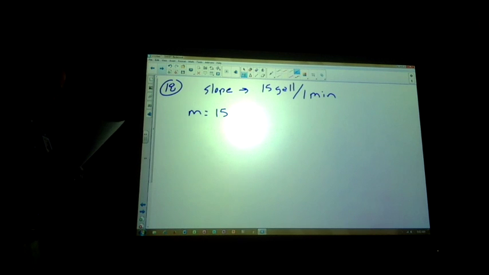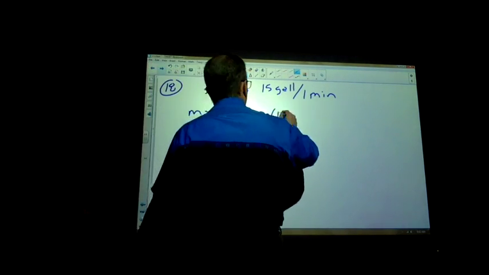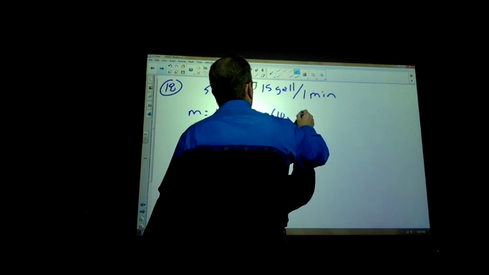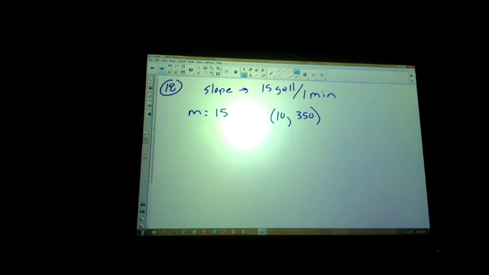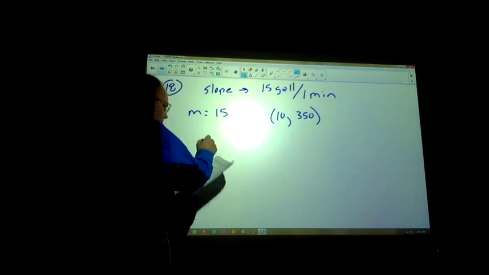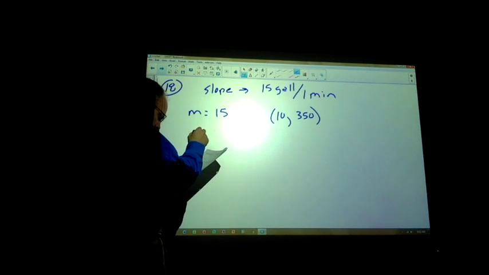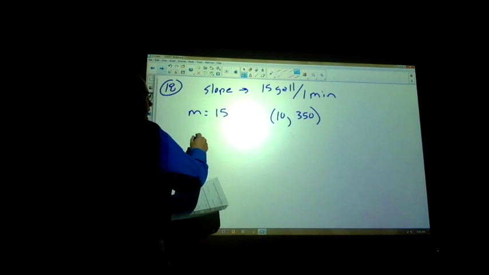Sound okay? And then it says 10 minutes after you started, you have 350 gallons in the pool. Now, could there have been water already in the pool? Yes, it rained last night, but now I turned my hose on to fill my water up. So, I need to figure out my equation. So, what is the x variable?